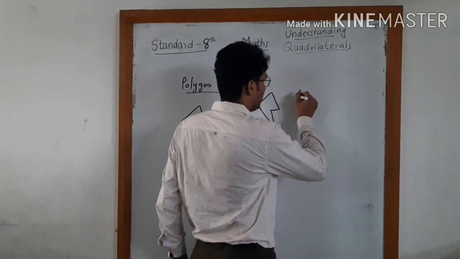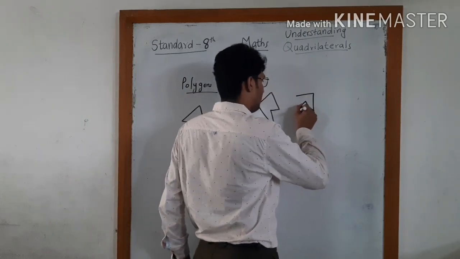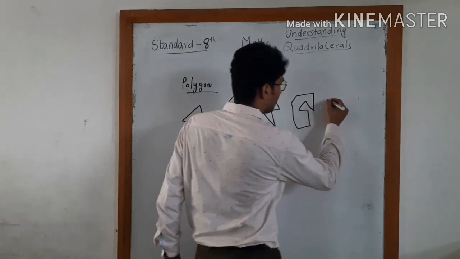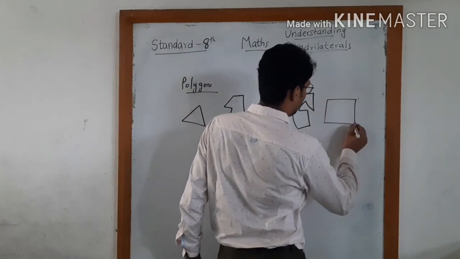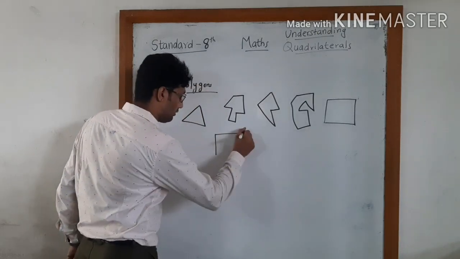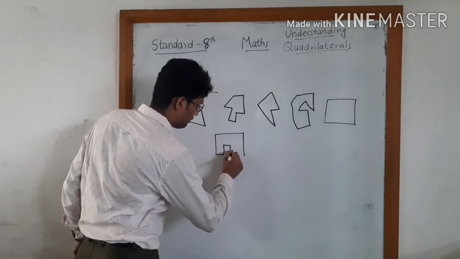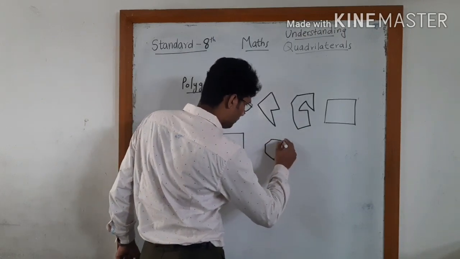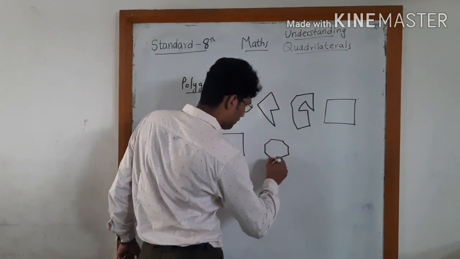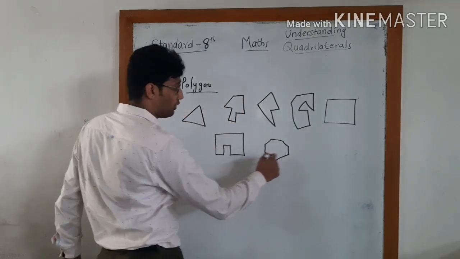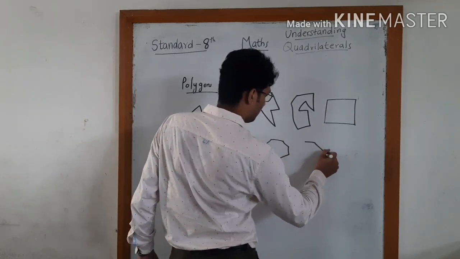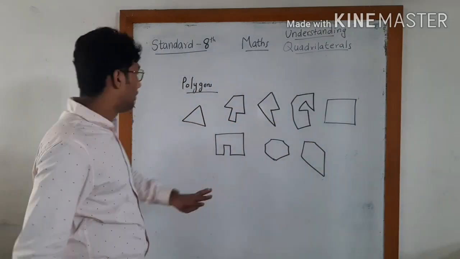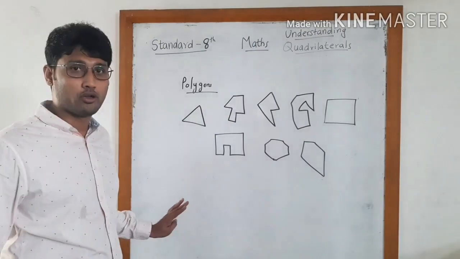Polygon. Polygon. Polygon. All these are examples of polygons.